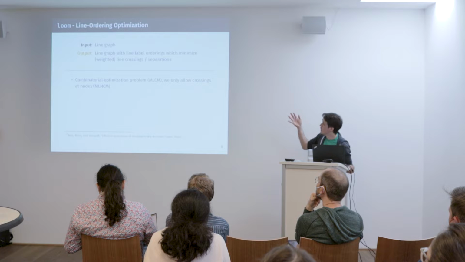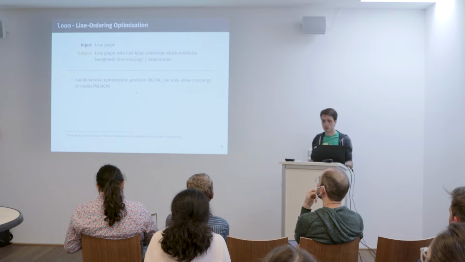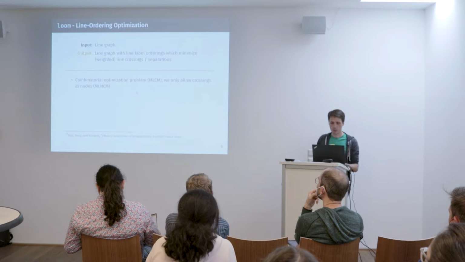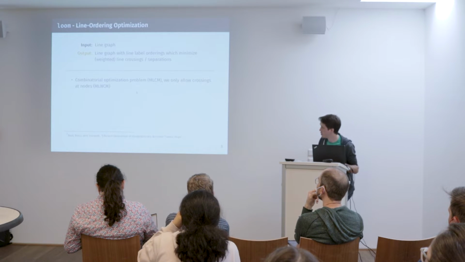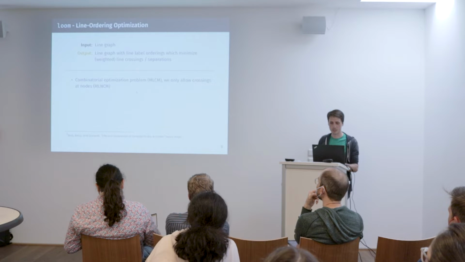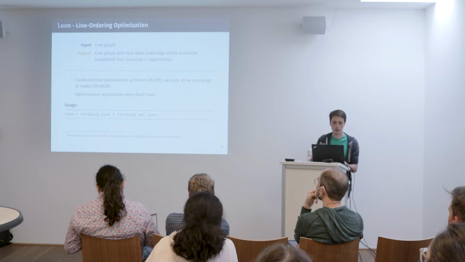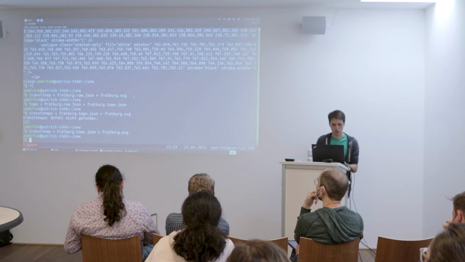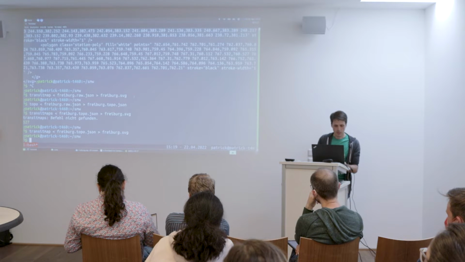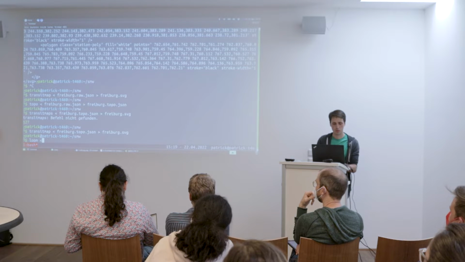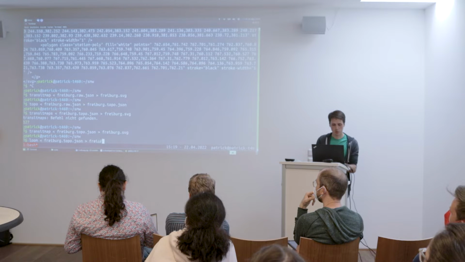The input to LOOM is again any line graph in the GeoJSON format I've just shown you, and the output is a line graph in which the line label orderings are optimized. So this is of course a combinatorial optimization problem. If you're interested in how we do this, the publication is down here, and the usage is again very simple, just like the tools I've shown you before. Just put in the GeoJSON file, get an optimal line ordering optimized version of it. So let's just do this. Let's just use the LOOM tool with this topo file and output it into, let's call this opt.json.